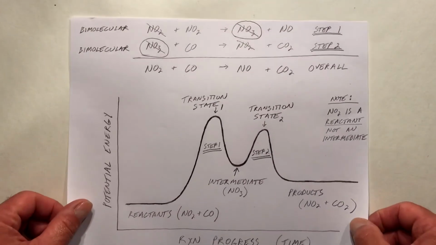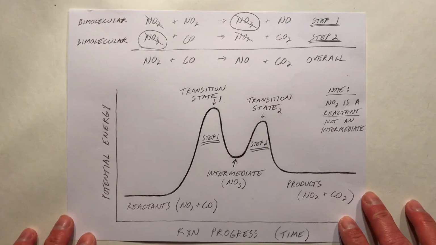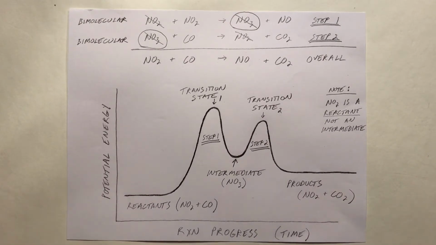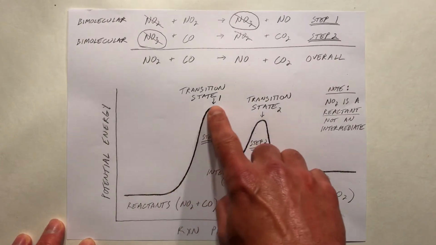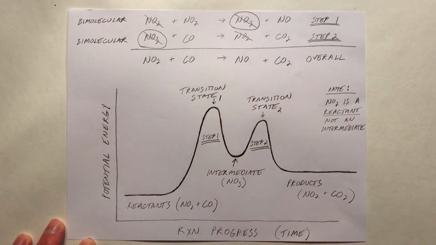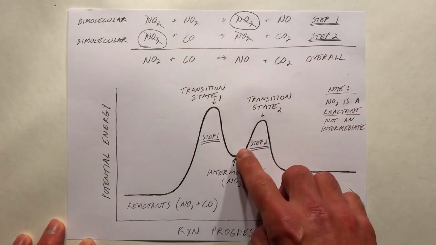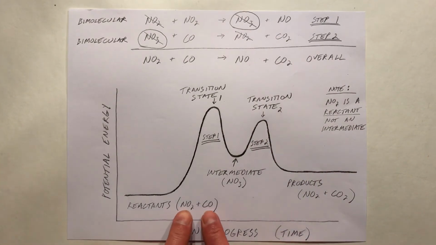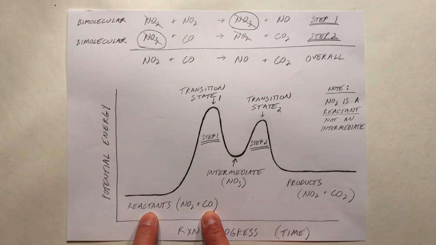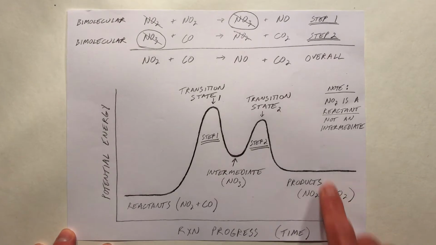Let's take a look at a reaction profile or an energy profile, or you could call this a potential energy diagram as well, for that reaction. This is the same reaction we were just looking at. And we can say that this first step happens in this first peak on the graph. And then the second step happens in this second peak on the graph. So overall, we start with these two chemicals as reactants, and we end up with products of these two chemicals.